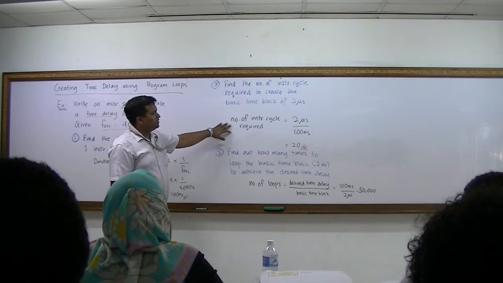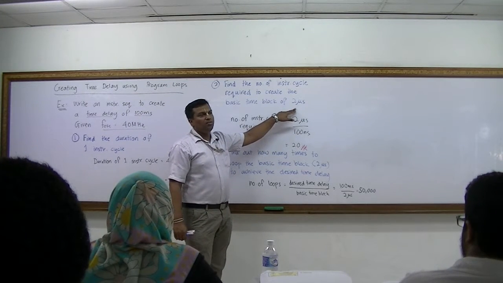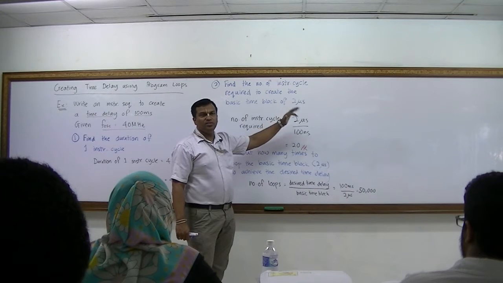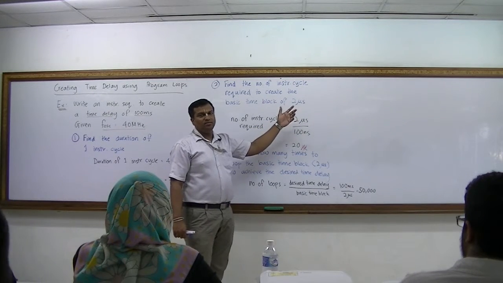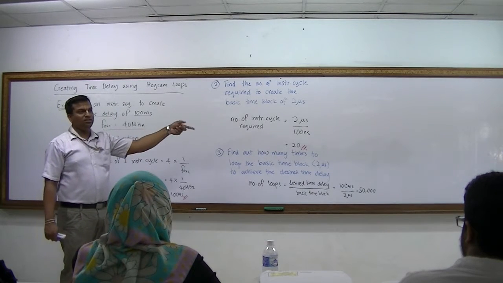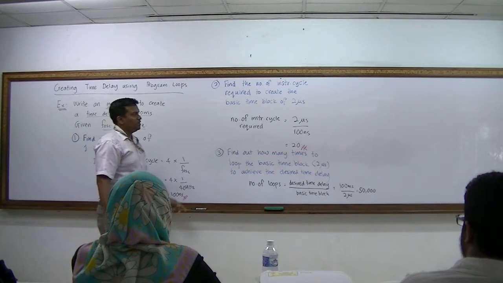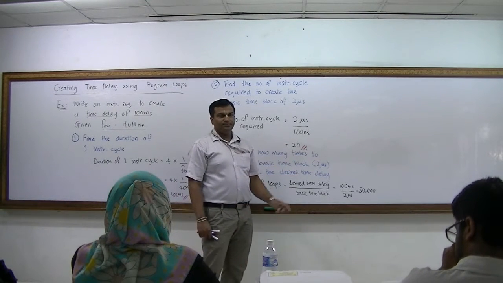So the number of instruction cycles required: if the basic time block is 2 microseconds, how many instruction cycles do we need to achieve 2 microseconds? You know that one instruction takes 100 nanoseconds. Simple maths, you just divide, and you'll know the number of instruction cycles required. So you need 20 instruction cycles.